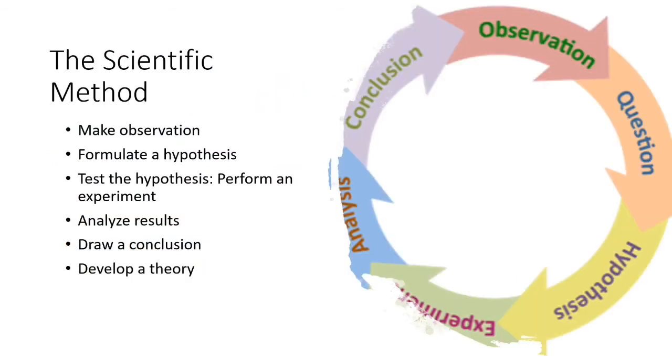So what are the steps of the scientific method? It's basically a method to help you design and carry out an experiment to test a hypothesis. So you make an observation, and from this observation, you will start to make a hypothesis, which, you've probably heard it described before, as an educated guess.